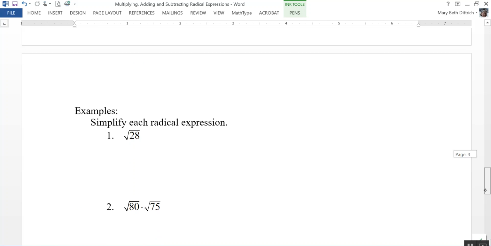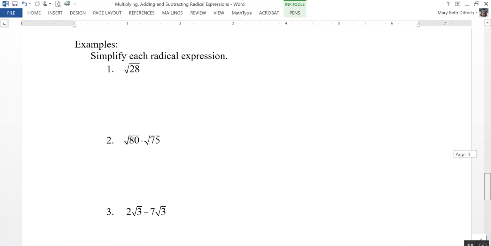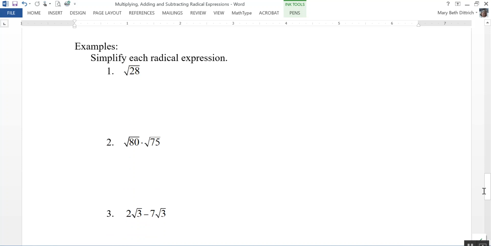Let's try a couple examples together. It says simplify each radical expression. So the first one is the square root of 28. Well, I know that 28 has a perfect square factor of 4, so I can write this as the square root of 4 times the square root of 7. 7 is actually a prime number, doesn't have any perfect square factors, much less any factors. And the square root of 4 is equal to 2, and that stays square root of 7, so square root of 28 simplifies to 2 square root of 7.